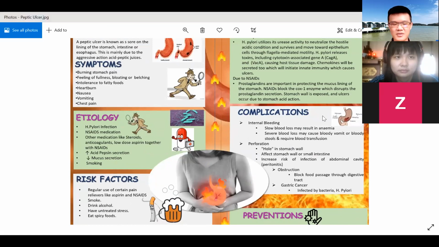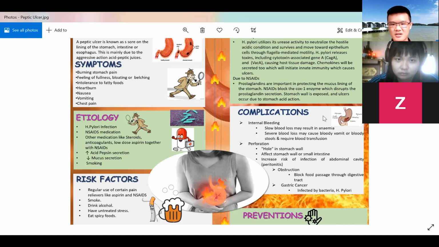Yeah, good morning, sir. I'm Tan, and I will be talking about the complication of peptic ulcer. So, in general, if the condition of the peptic ulcer is getting deteriorated, it may result in internal bleeding, causing blood loss, and a slow blood loss may cause anemia, and a severe blood loss may result in bloody vomit and bloody stool, and blood transfusion may be required.